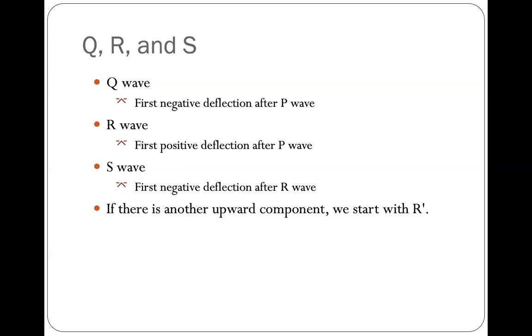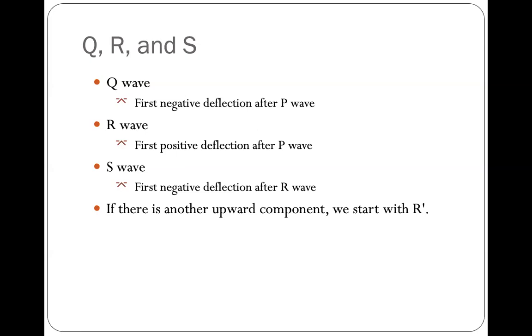The R wave is any positive deflection in a QRS complex. So the R wave would be the first positive deflection after the P wave in the QRS complex. And then if there's another positive deflection, it would be an R prime, or R double prime if there's a third positive deflection. S waves are the first negative deflection in a QRS complex after the R wave. So within a QRS complex, if it's negative and comes after an R wave, then we call it an S wave. If there are 2 of them, then it's S, S prime.